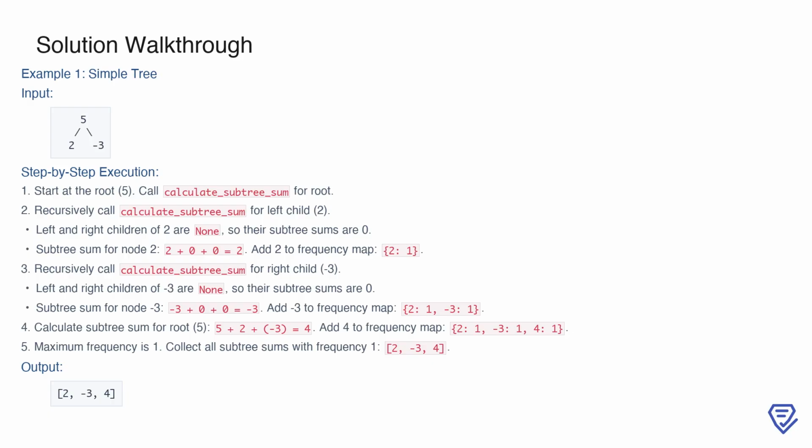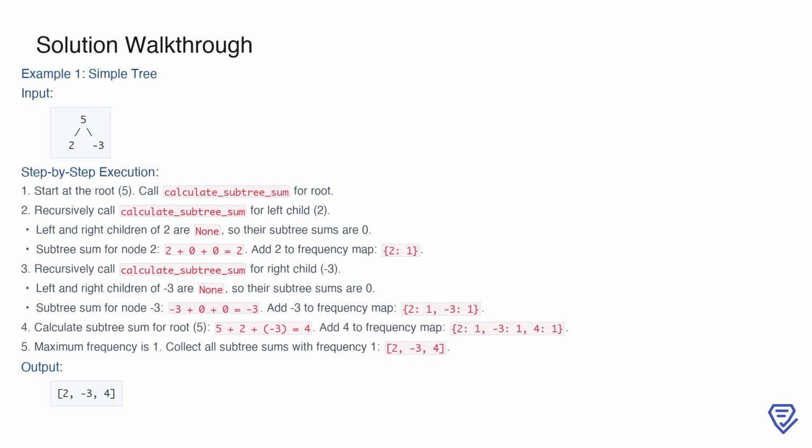Next, for the right child, -3, the process is similar. Both of its children are also none and contribute 0 to its subtree sum. So, for node -3, the calculation is -3 plus 0, which equals -3. We add this to our frequency map, updating it to 2, 1, -3, 1. Finally, we calculate the subtree sum for the root node 5. Adding its value to the sums of its left and right subtrees, we get 5 plus 2 plus -3, which equals 4.